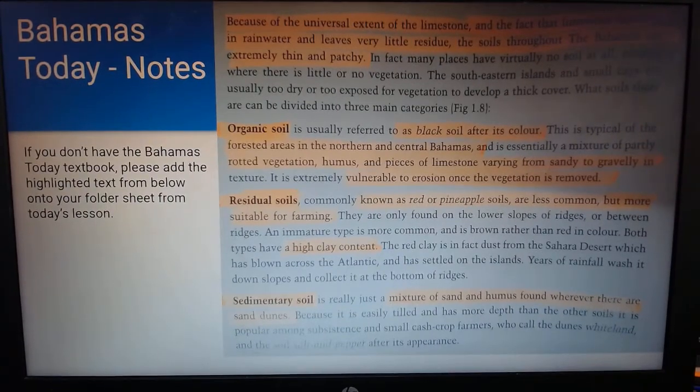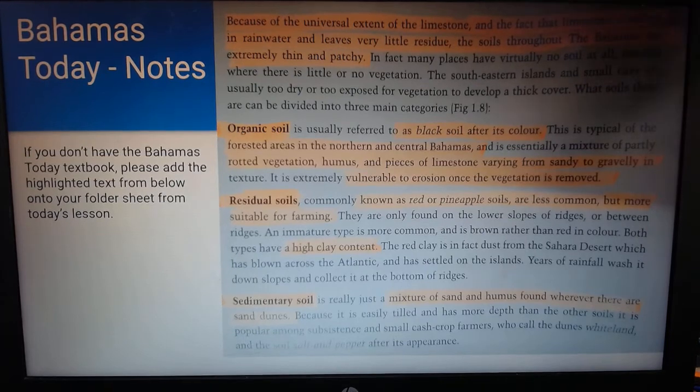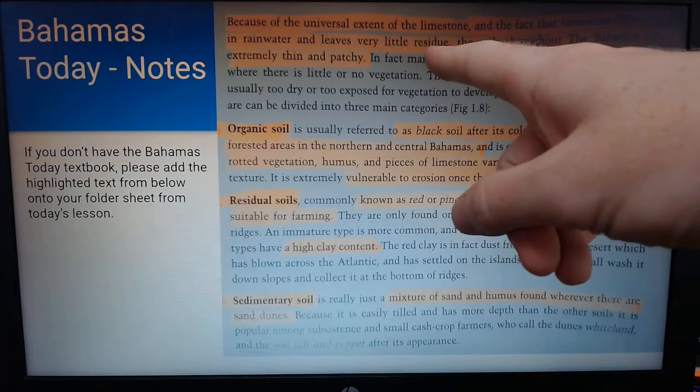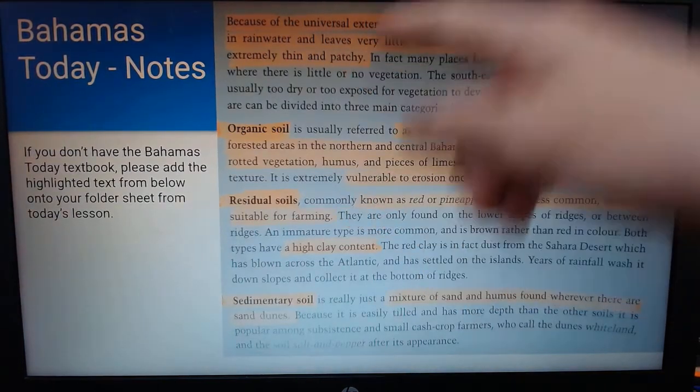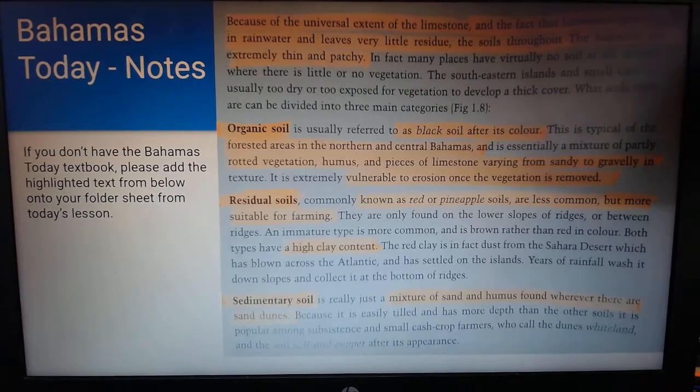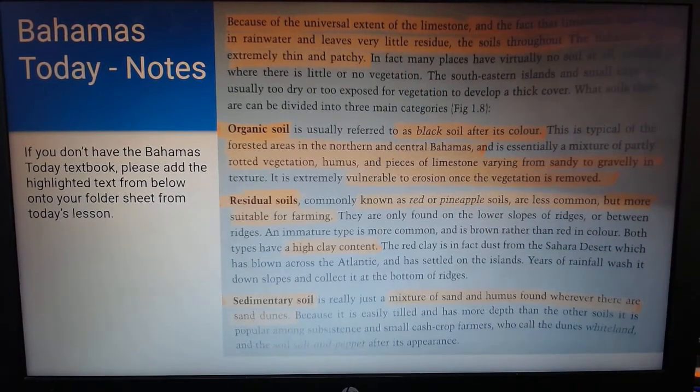On to page 6 in Bahamas Today. Now, because of our limestone, and the fact limestone dissolves in rainwater and leaves very little residue, the soils throughout the Bahamas are extremely thin and patchy. So you can see this anywhere you go out. Most of your back gardens will probably have some exposed rock or a very thin soil layer, because of the geology. Now, we said before how the geology, the parent material below the soil layer, helps to form a good layer of soil, and unfortunately limestone is not very good for that.